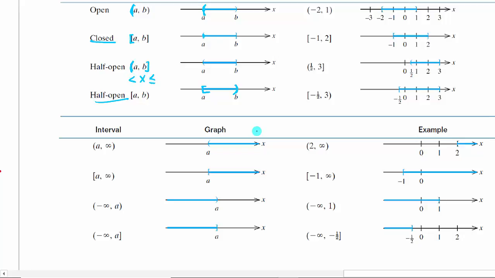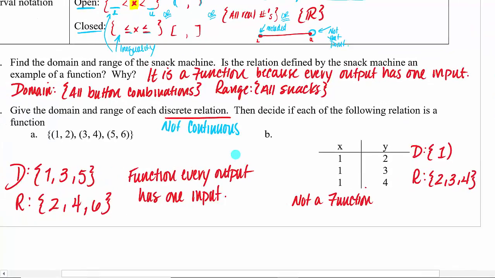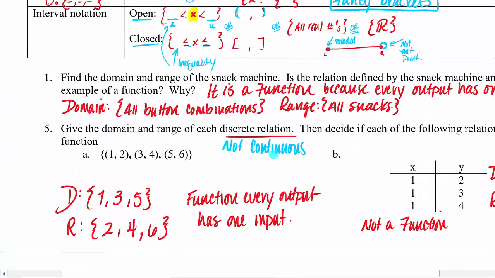Can you have that go to infinity? Yep, you can have that go on to infinity. There's just one side of the bracket that's open that goes to infinity. So that's just a quick review. You can look that back over, but let's get down to a couple quick examples, and then we're almost done.